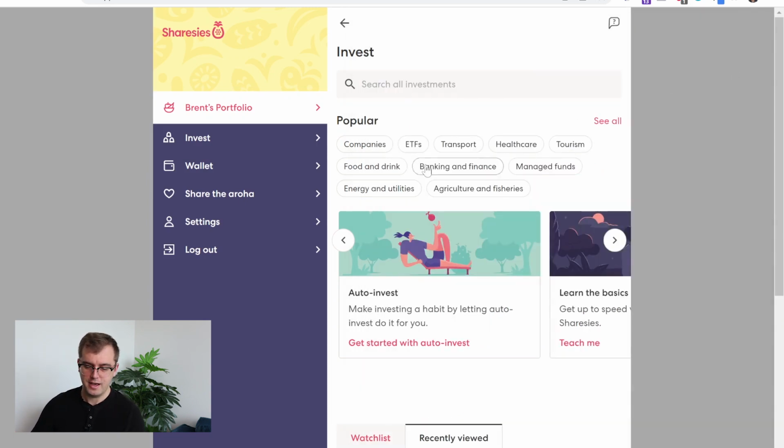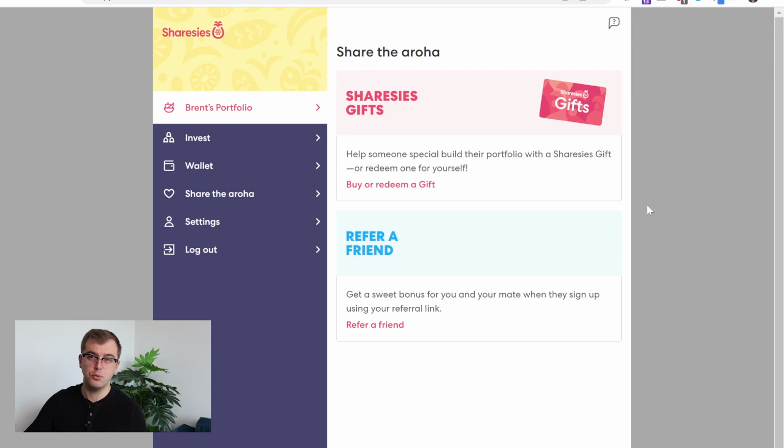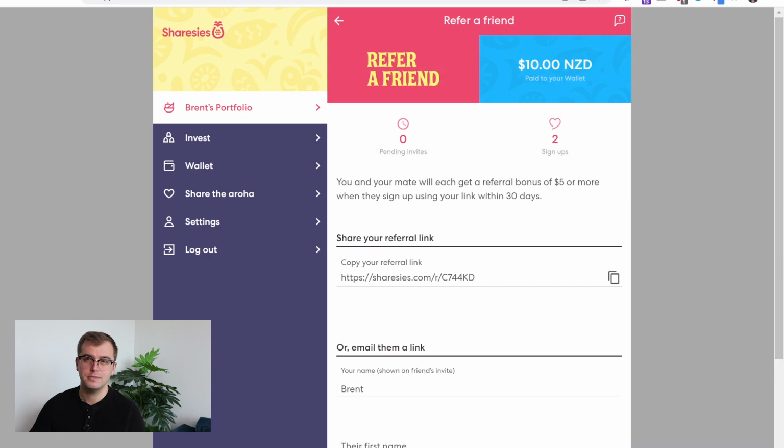So let's now look at Share the Aroha, and this is where we can encourage more people to get into investing. The first is by buying them a gift card, if they're a great friend, lucky them, or we could refer a friend. And this is where you can set up a referral code. So if somebody signs up using your code, you get $5 and they get $5 as well.